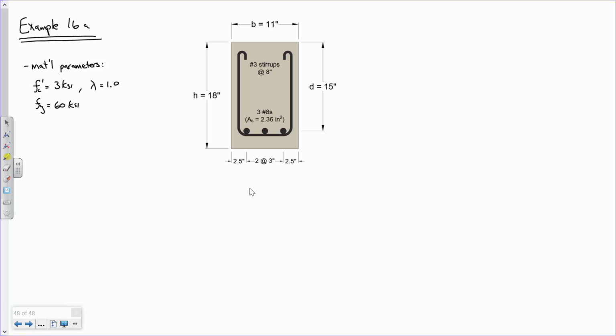Now let's see if y'all remember this. What are the size of the bars? We got number 8s. So a number 8 bar, what's the diameter of that bar? 1 inch, right? Now what if this was a number 9 bar, number 10 bar, number 11 bar? What's the diameter? Look it up, right? It's in the slides. So just think about that. I might make you look that up at some point. All right. So first thing I'm going to do is start listing my adjustment factors.